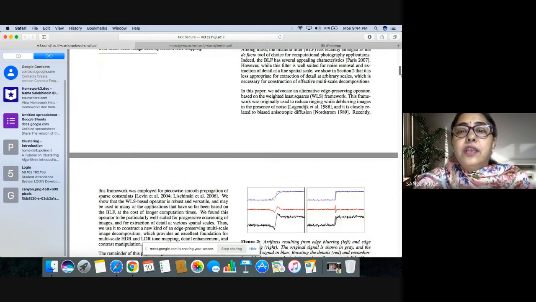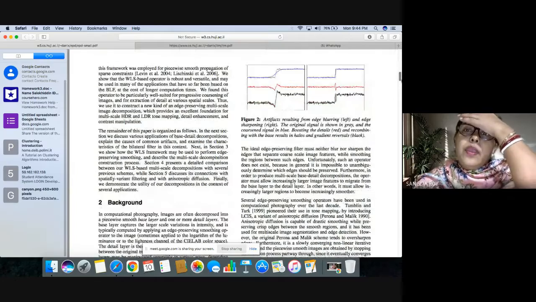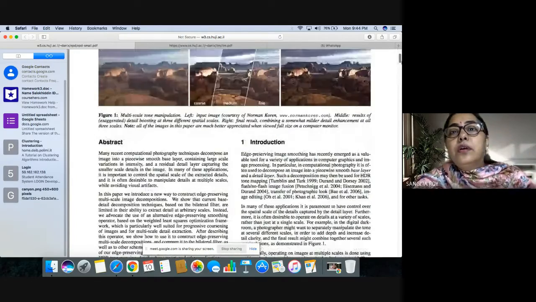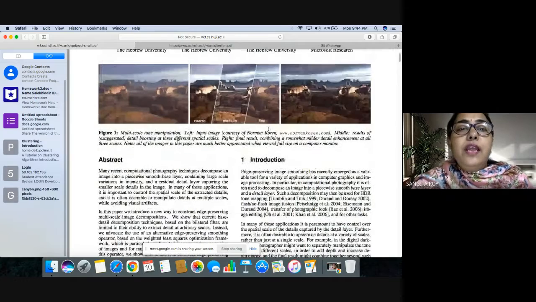The works are given there. And in figure 1, it is shown that a multiscale tone manipulation: left is the input image, the middle is the result of detail boosting at 3 different spatial scales, and the right is the final stage of combining a somewhat milder detail enhancement at all three scales.